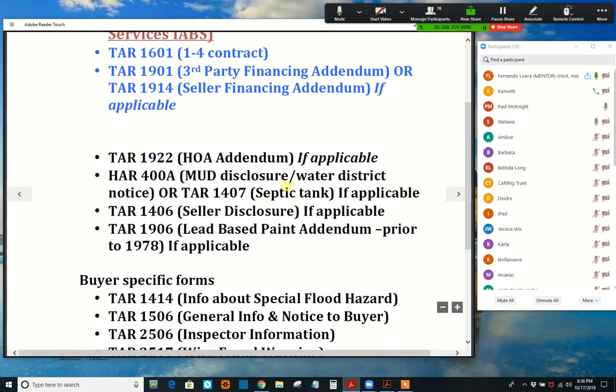Other forms that you need to focus on, if they're applicable, would be the HOA addendum, which we also call homeowners association. And then the MUD disclosure, which we also call a water district notice.